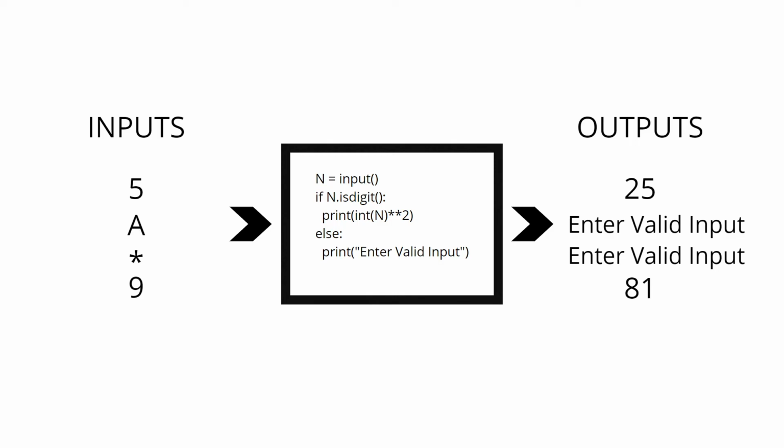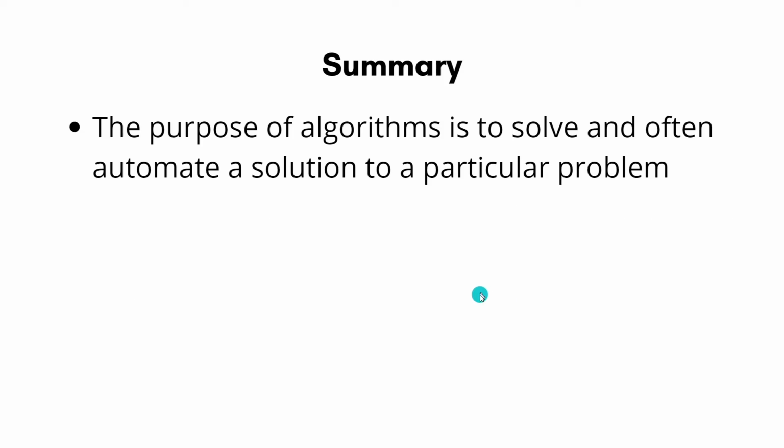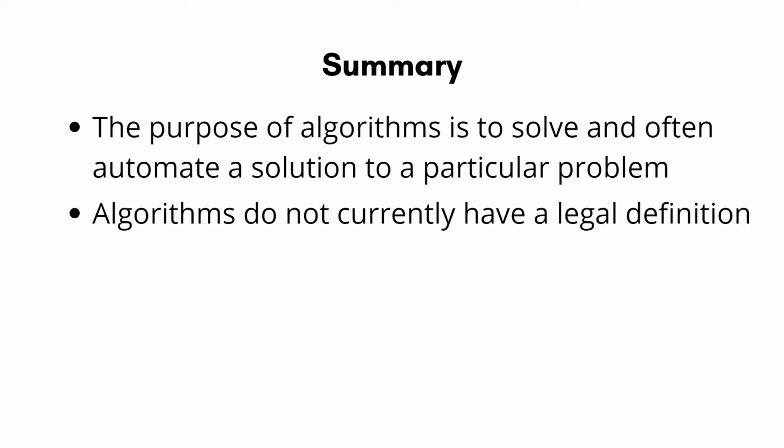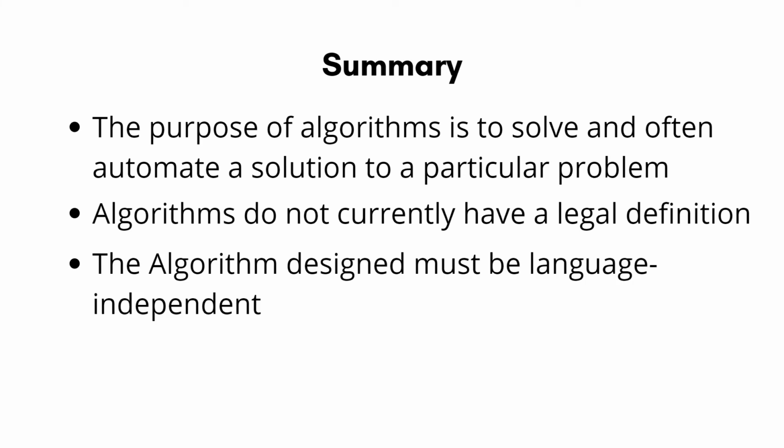So let's summarize what we learned today. The purpose of an algorithm is to solve and often automate a solution to a particular problem. So that's the main goal of an algorithm. Then, algorithms do not currently have a legal definition. There is no unique definition for an algorithm. Then the algorithm design must be language independent. As we said earlier, we can do the same thing in different languages. So it's entirely language independent.